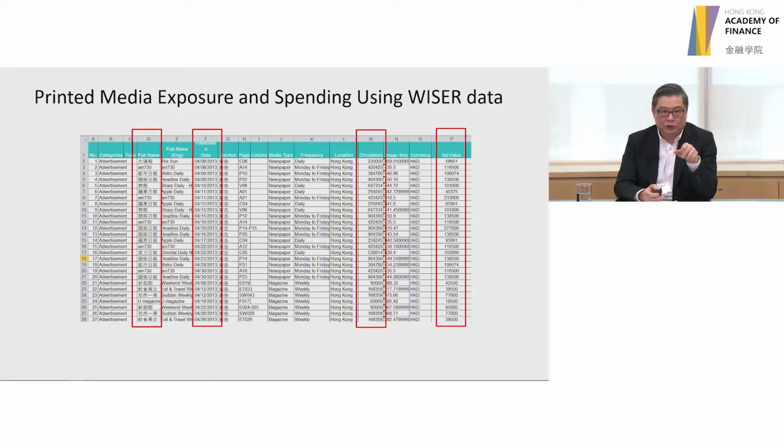So this table shows that if the restaurant has an ad put on, say, the newspaper or the magazine, we have a record here. So which newspaper, which magazine, what day, which section of the newspaper, the circulation of the newspaper, and also the value add, the ad value of this particular media ad. So we have collected all the data we need to run the analysis.